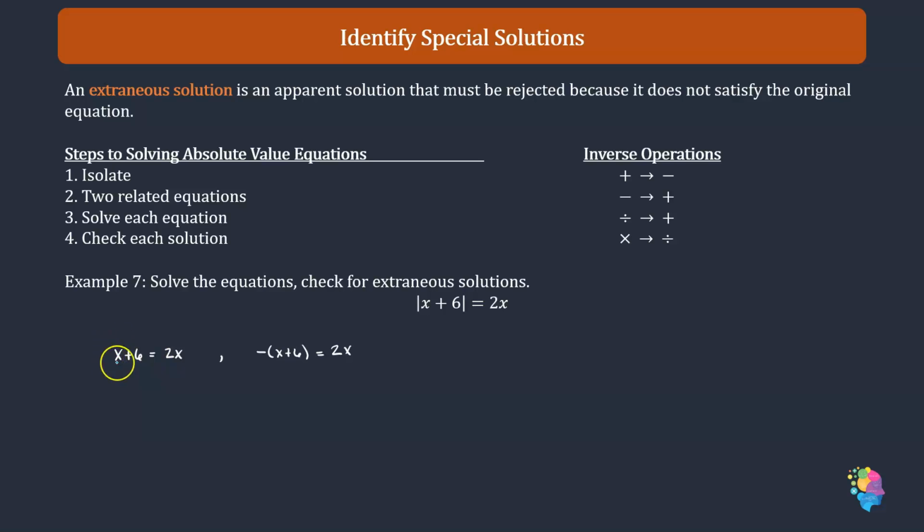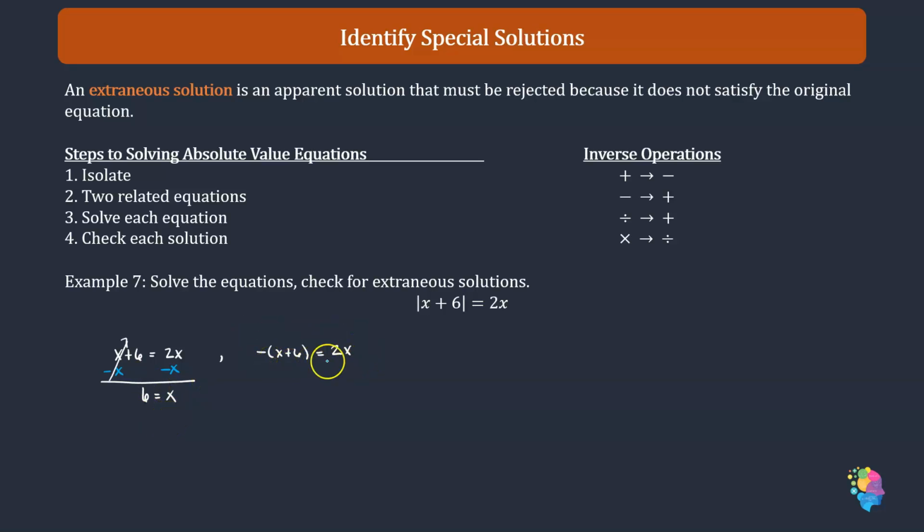Let's try the first one. This time, I'm going to move the x's to the right side just to show you again that it doesn't matter in what direction you decide to move your variables, you can still arrive at a solution. So if I move this x to the right side, this is a positive x, so we're going to subtract both sides. x minus x will be 0. We're left with a 6. Don't lose the equal sign, and 2x minus x is just x. And here's our first solution.